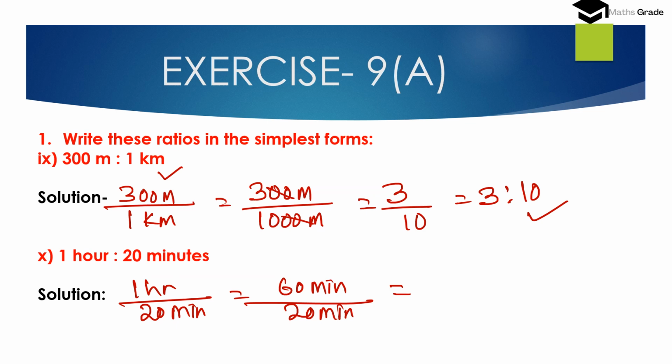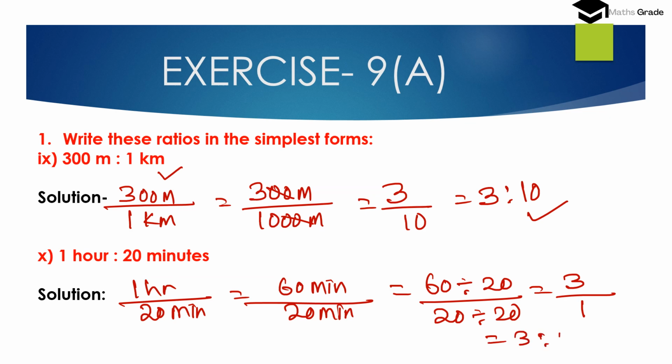So 60 divided by 20, and between 60 and 20, 20 is the common ratio. So divide the antecedent 60 by 20 and the consequent 20 by 20. Now 60 divided by 20 is 3, and 20 divided by 20 is 1. Now 3 divided by 1 is 3 is to 1. And 3 is to 1 is the simplest form of the ratio 1 hour is to 20 minutes.